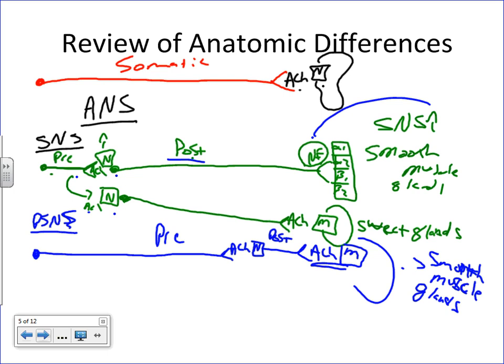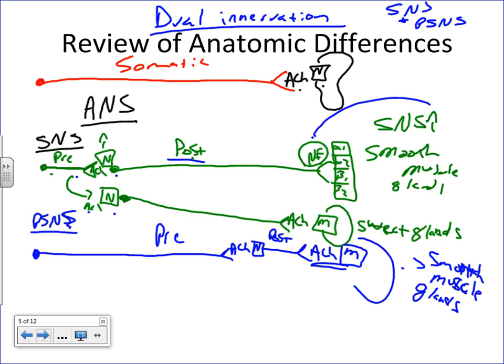Which kind of brings me to discuss a concept called dual innervation. I brought this up in the last video, but I want to repeat it just because it is extremely important. This picture should hopefully give you an idea of what it means. We're saying that organs, these areas of smooth muscle and glands, are innervated by the SNS and the parasympathetic nervous system, the PSNS.